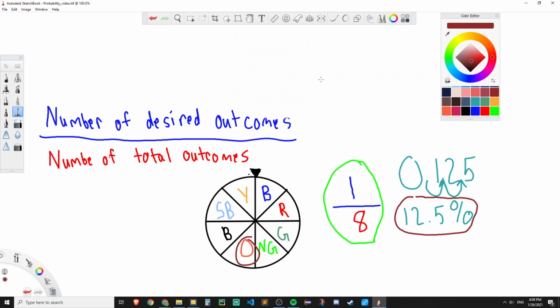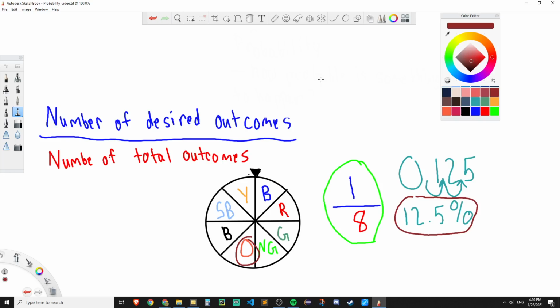Now let's talk about an even simpler example, and that's a coin flip. If you flip a coin, there's a 50% chance you're going to get heads, and a 50% chance you're going to get tails. Say you're flipping a coin 3 times and you want to get heads. Well, now what do we do?